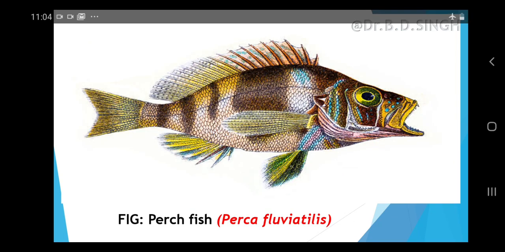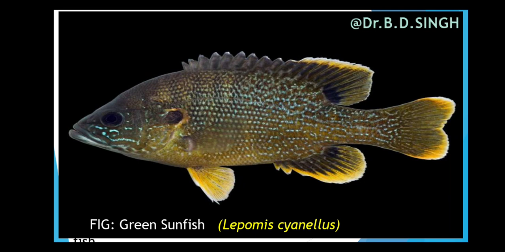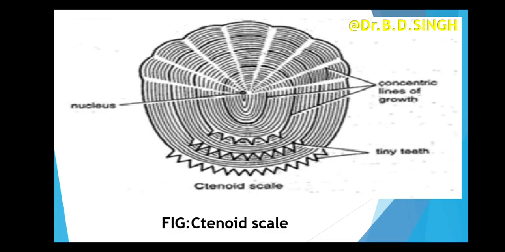So you can see the example of the perch fish. Next, you can see the example of green sunfish. And this is the structure of ctenoid scales.